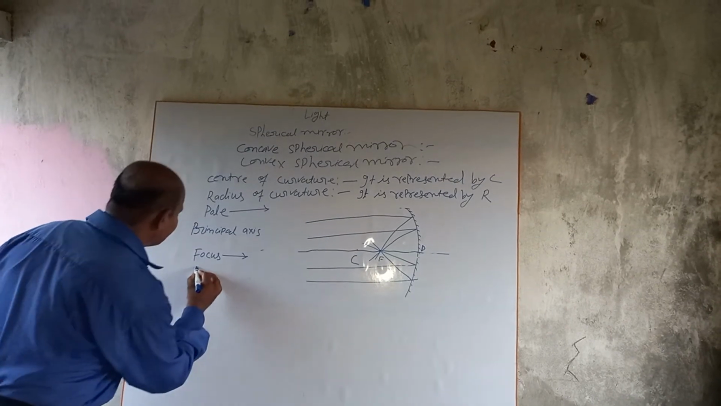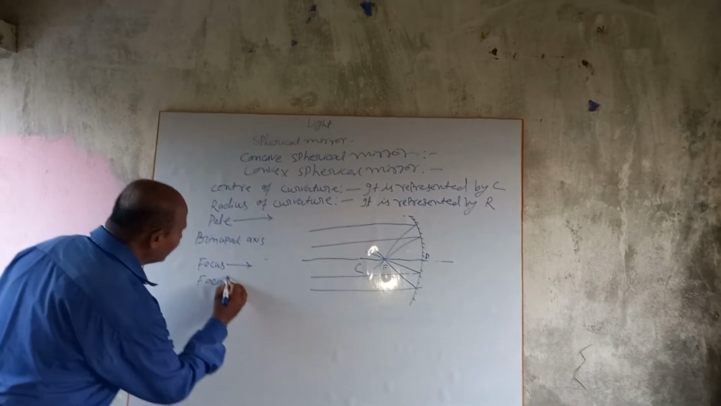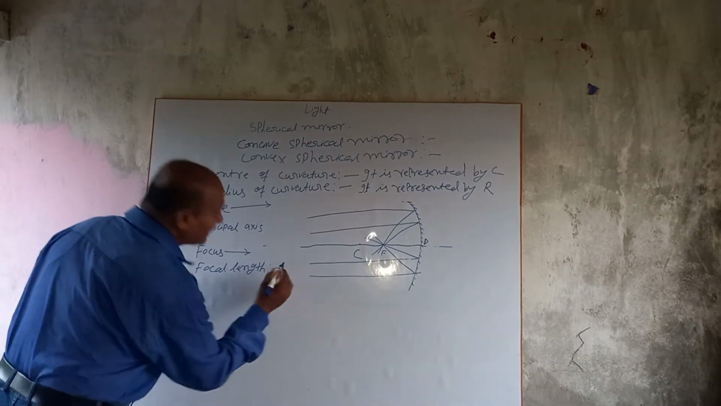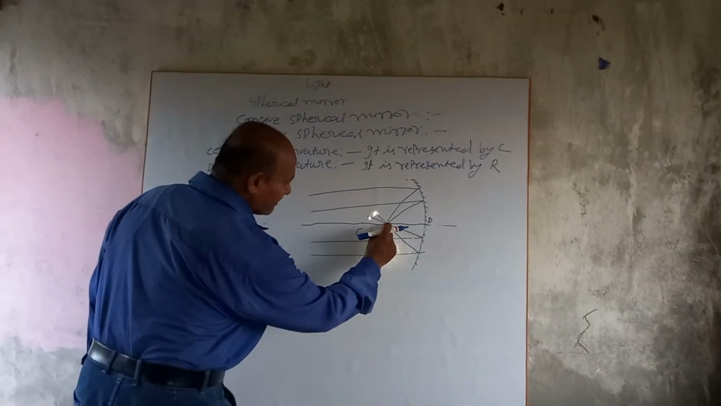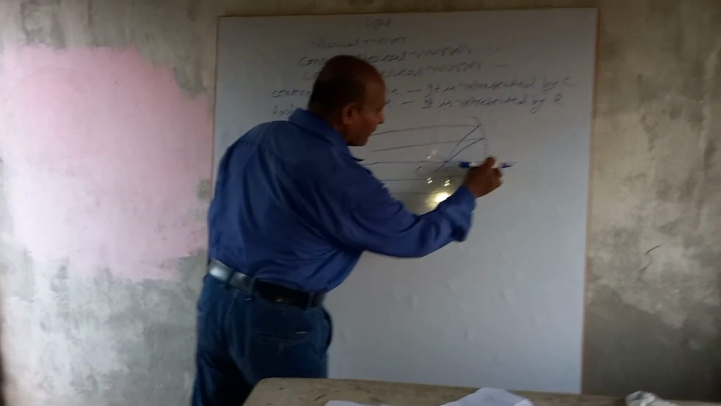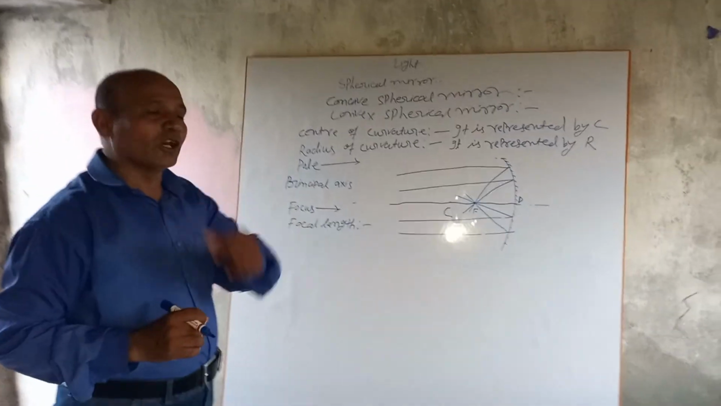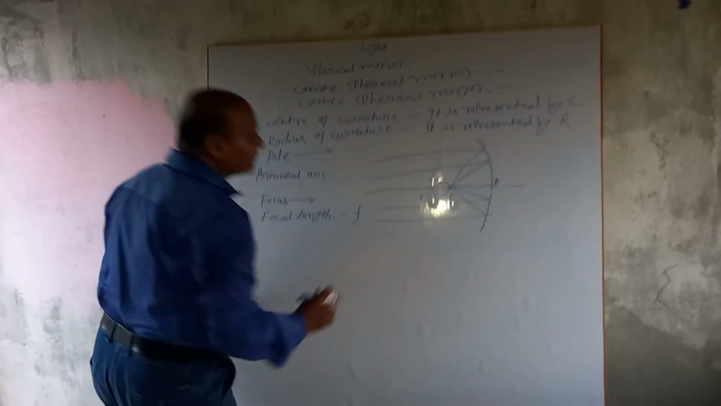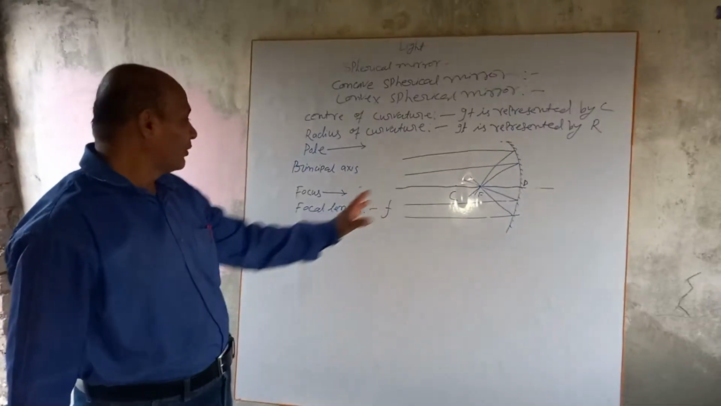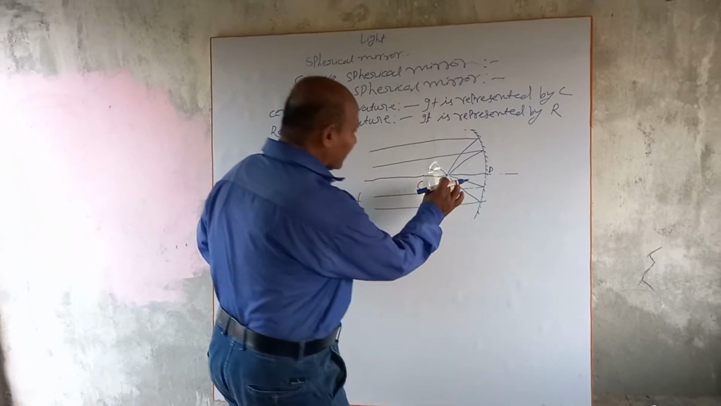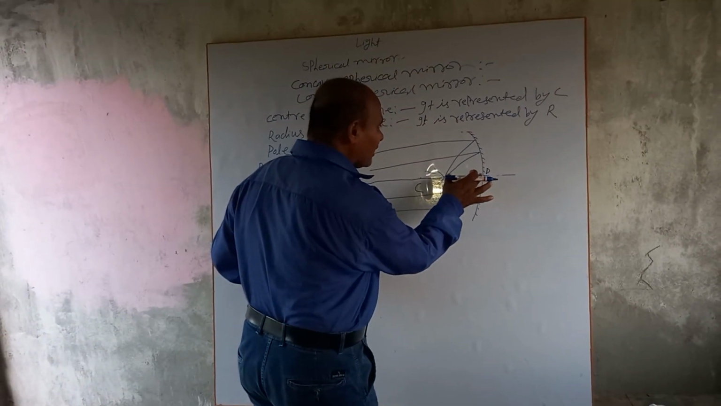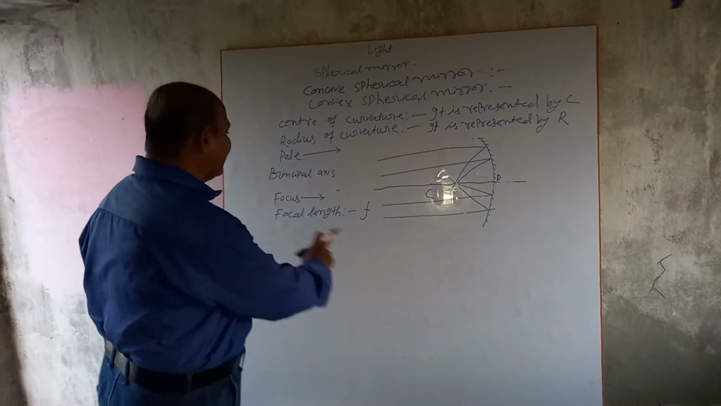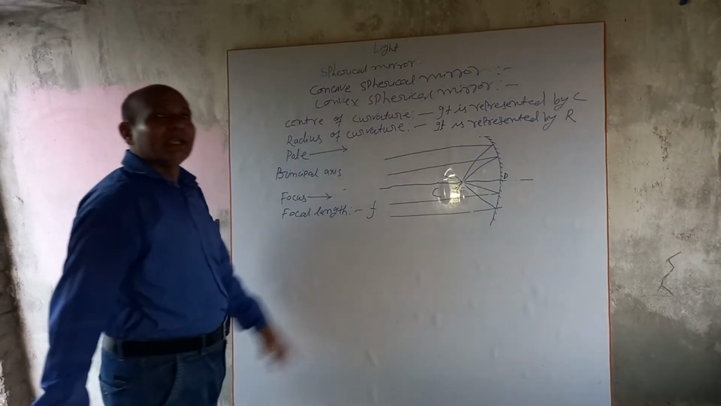Now, focal length. What is focal length? The distance between focus and pole of the mirror is called focal length and it is represented by a small f.